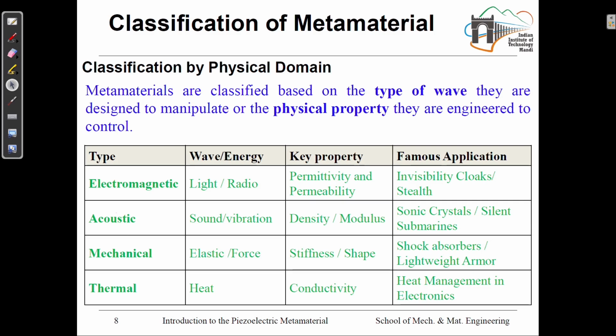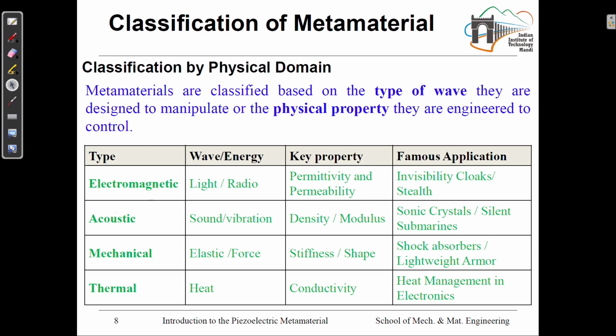Now, classification of metamaterials. They can have many bases for classification. One, of course, may be the physical domain, like electromagnetic domain, acoustic domain, mechanical domain, thermal domain, even biology domain, chemical domain, and so on. But in mechanical engineering, or even civil and aerospace, we generally deal with these four domains, and therefore I focus on these four domains. However, the domains can be extended.